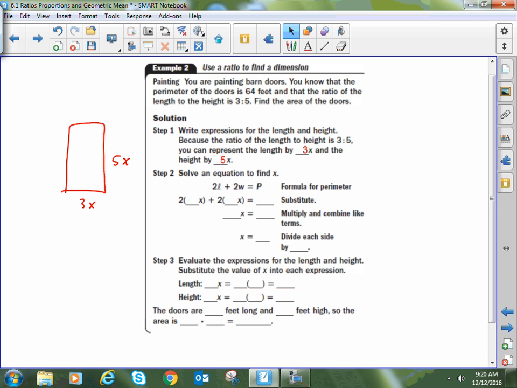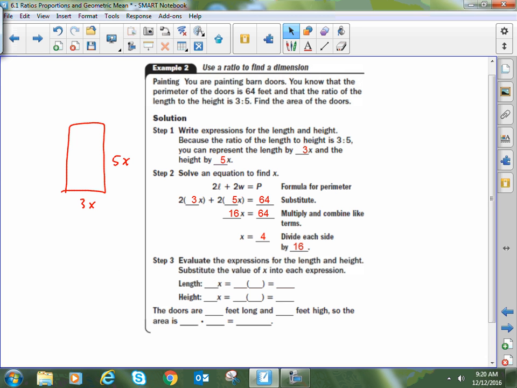Now, the formula that we have to find the perimeter of a rectangle is just 2 times the length plus 2 times the width, because I have 2 lengths and 2 widths in a rectangle. Well, substituting 3x for the length and 5x for the width gives us the equation 2 times 3x plus 2 times 5x. Now, when we simplify, when we multiply and combine our like terms, we get 16x is equal to 64. Divide both sides by 16, and we get x to be 4.